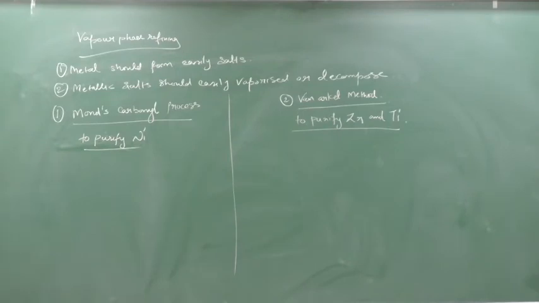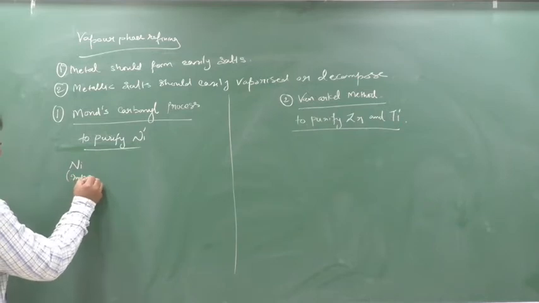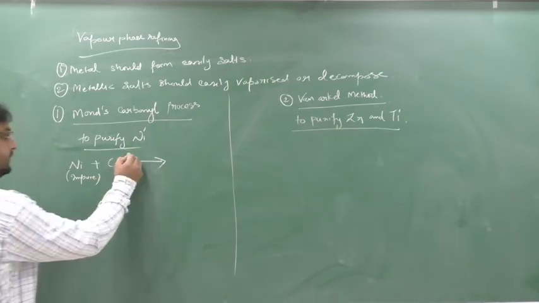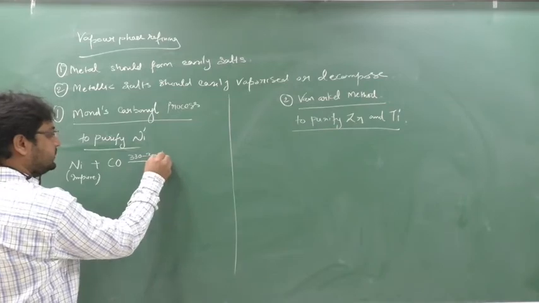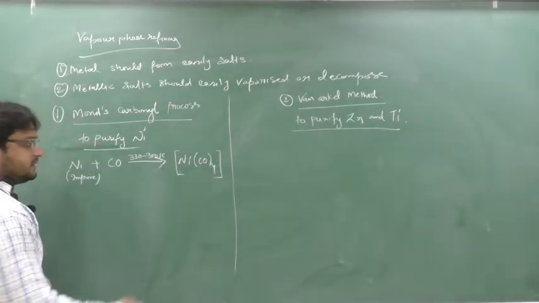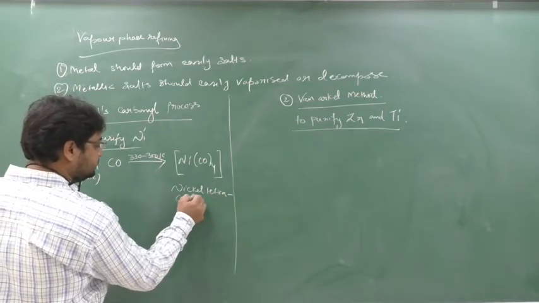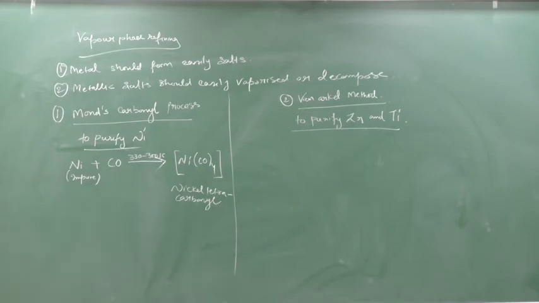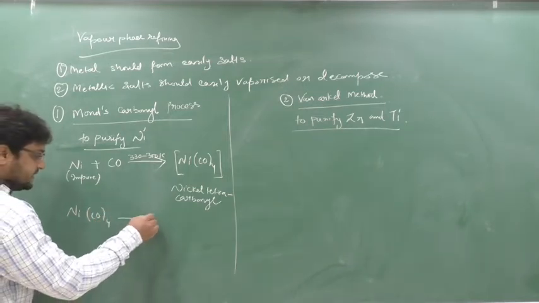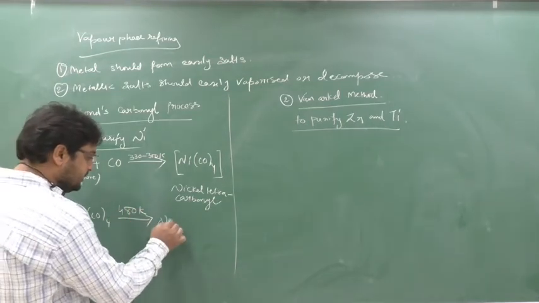To purify nickel, what are you doing, beta? First we are taking the impure nickel. We are reacting it with carbon monoxide at a temperature of 330 to 350 Kelvin. So it will form a complex, and that complex is nickel tetracarbonyl. Clear? Now that nickel tetracarbonyl is heated to nearly 480 Kelvin. So it will form nickel plus carbon monoxide.